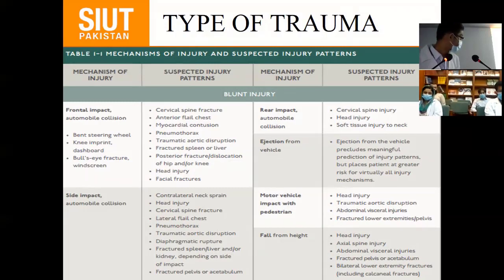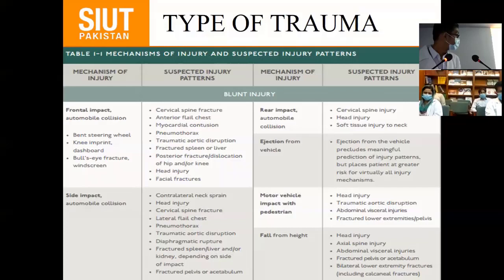If the impact is from the side in an automobile collision, there are chances of contralateral neck sprain, head injury, cervical spine fracture, lateral flail chest, pneumothorax, traumatic aortic disruption, diaphragmatic rupture, fractured spleen, liver, or kidney depending on the impact, and a fractured pelvis or acetabulum.